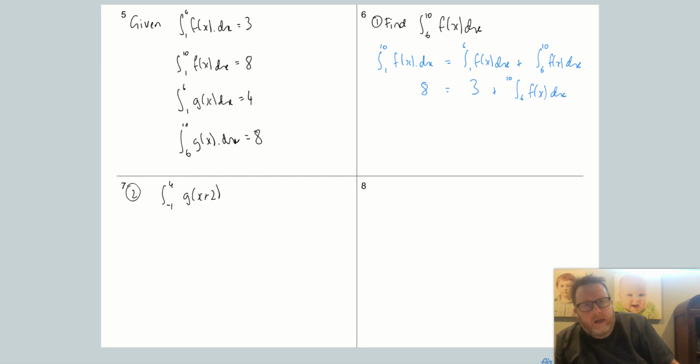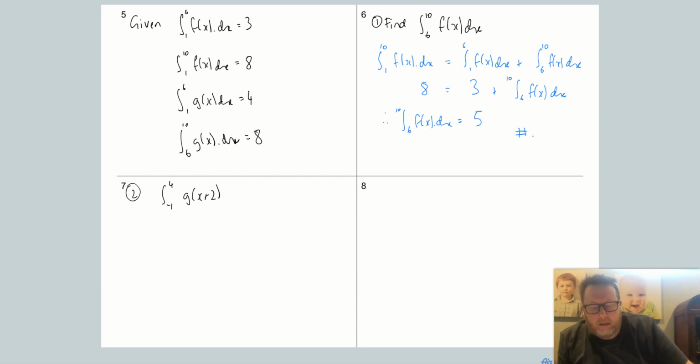Like so. And now if I take 3 from both sides, I'll have what I was aiming for. So I've got the integral from 6 to 10 of f of x dx is equal to 5. Boom, done. So that's not too bad.